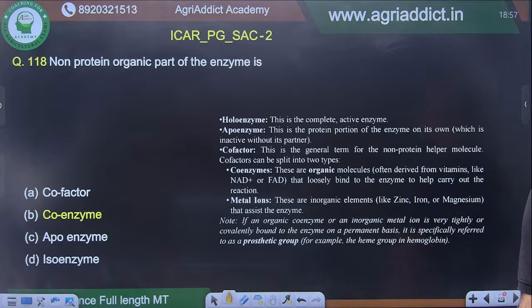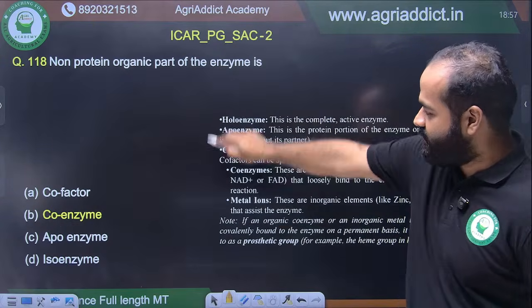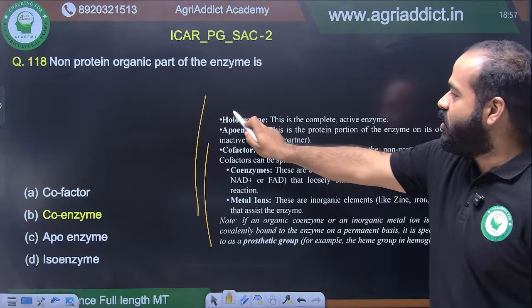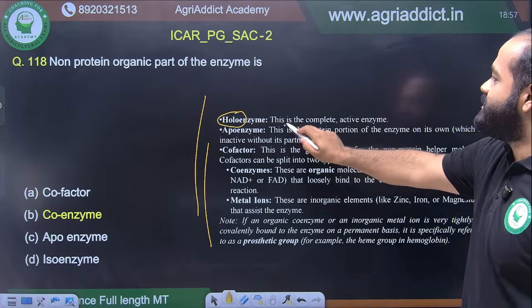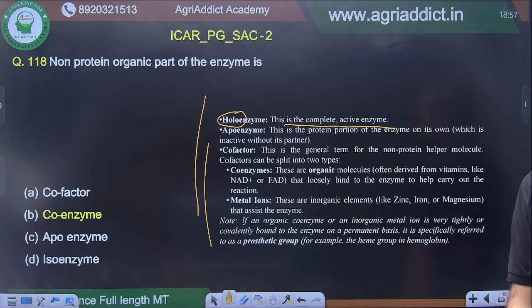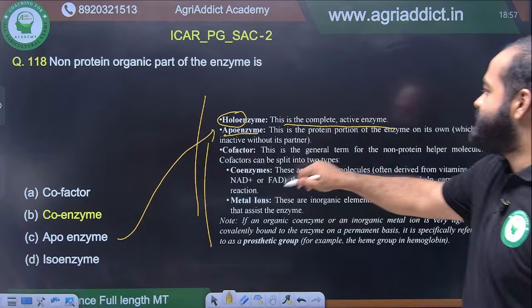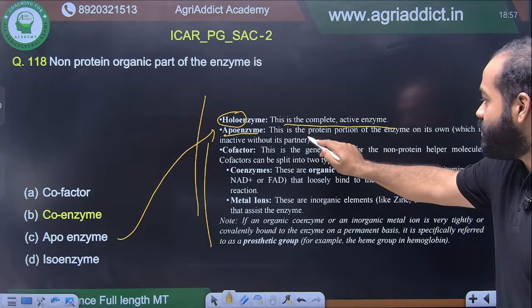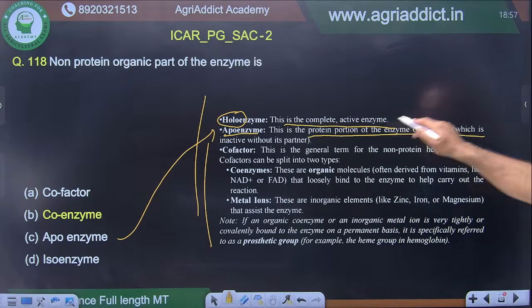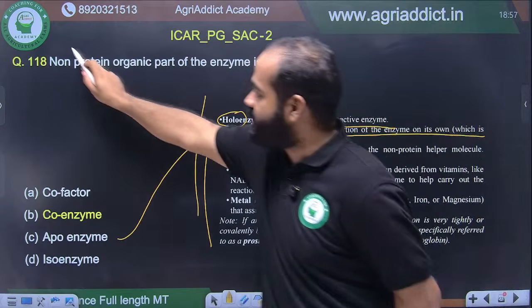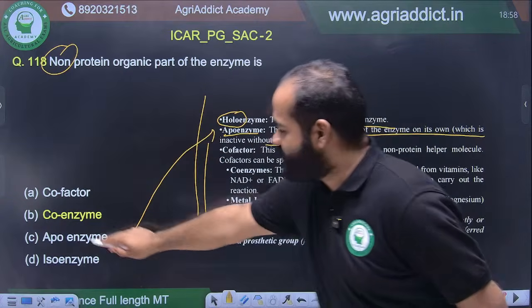And only for you, for your convenience, I have listed all of them. What is called what? Holoenzyme, where the whole comes in, this is the complete active enzyme, it is called holoenzyme. Then comes apoenzyme. This apoenzyme is the protein portion of the enzyme on its own, which is inactive without its partner. It is the protein portion. Here it is written non-protein, right? So it is not apoenzyme.